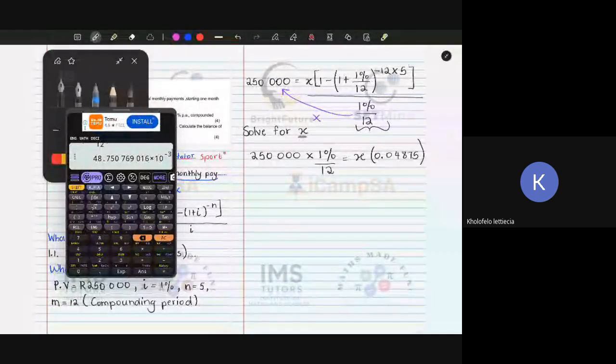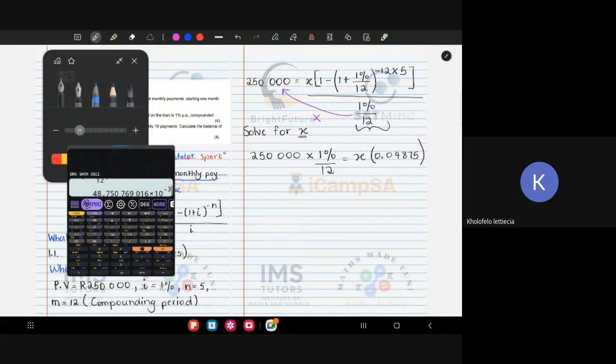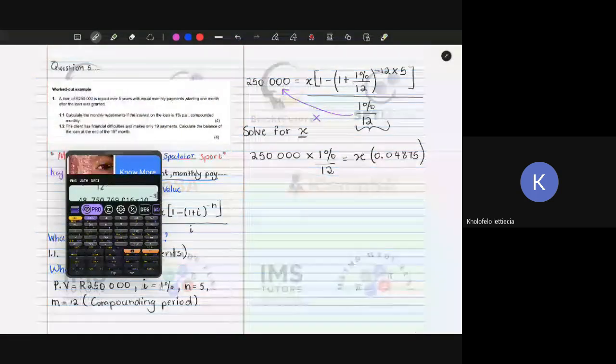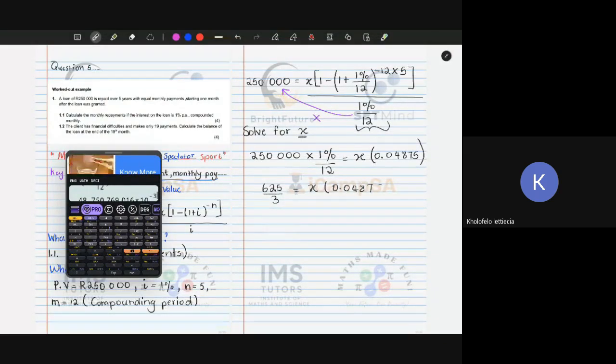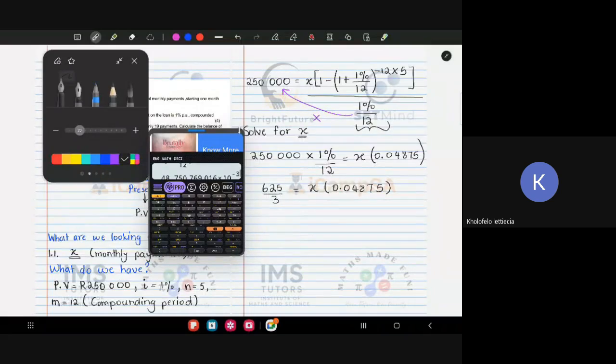And now I need you to quickly multiply this left-hand side for me. So what do you get? When you multiply that 250 by 1% divided by 12, 625 divided by 3. And we have this x multiplied by 0.04875.